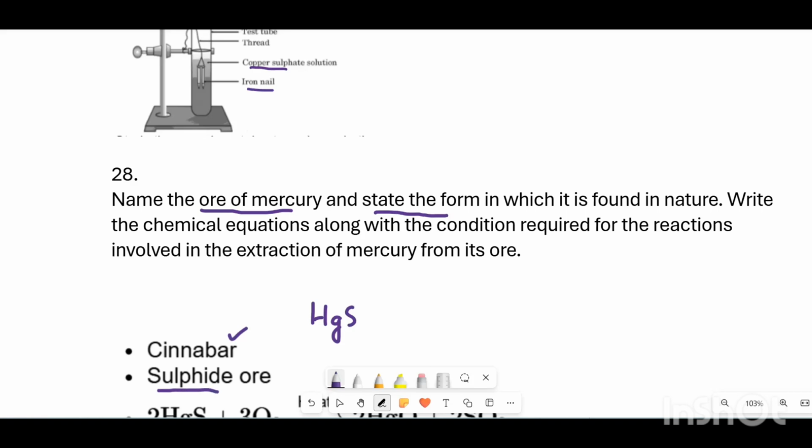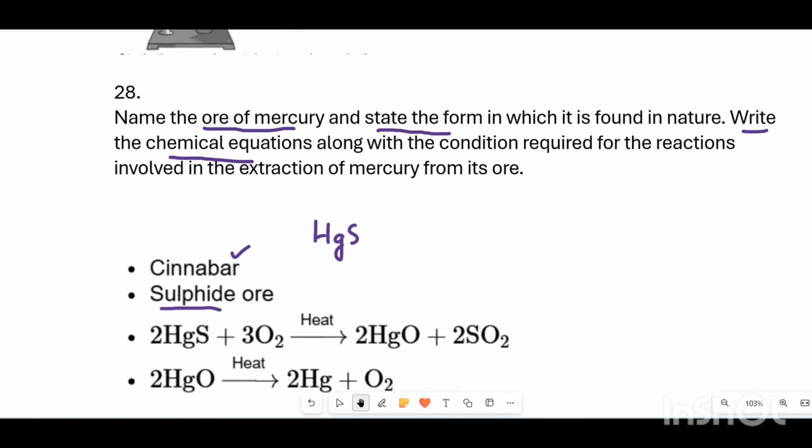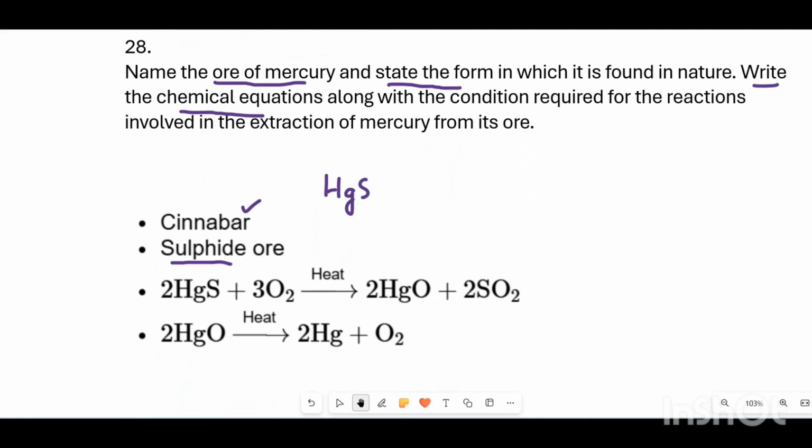Then write the chemical reaction. Since that's the second question, write the chemical equations along with the condition required for the reactions involved in the extraction of mercury from the ore. So basically we are supposed to write the extraction of mercury. Okay. So extraction of mercury, we have two steps. First step, it's a sulfide ore. Sulfide ore, we should convert it into oxide form, HgO. Okay, this is the first step.